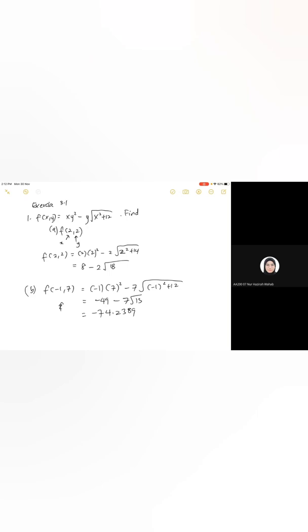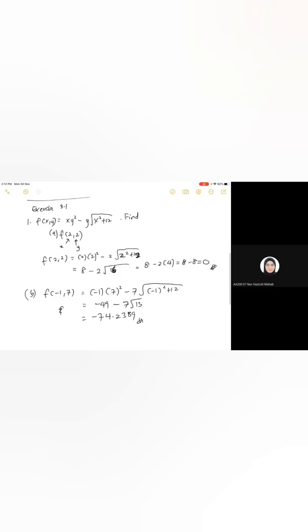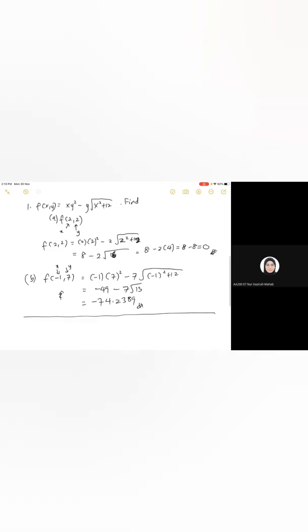Sorry, so this is 12, so this is 16. 2 times 4, which is 8 minus 8 will be 0. Okay, so actually you just substitute the value. Okay, I think there will be no questions in here because it is easy. So if the question asks you to find function, just substitute.